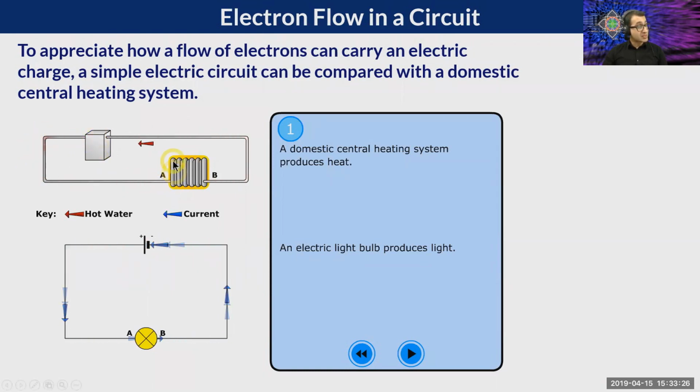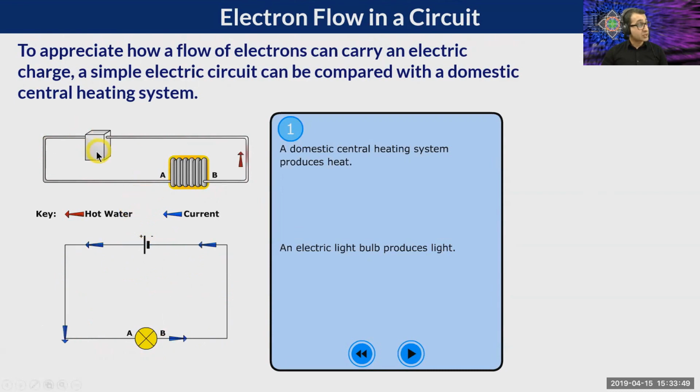And then the water reaches this radiator board, which then radiates some of the heat energy from the water into the surroundings. And then the water is returned by the pump to the boiler where it's heated again. So we're using this as an analogy to understand the way that the electric current behaves in a circuit.